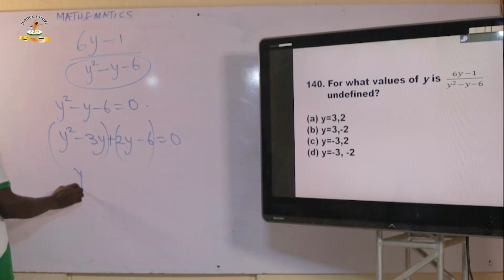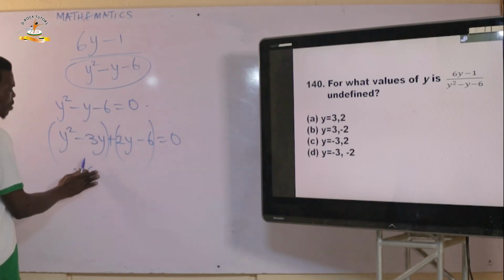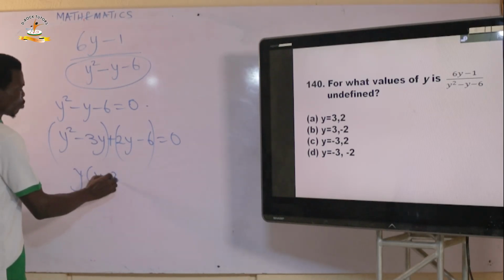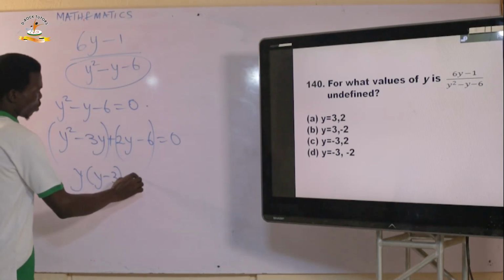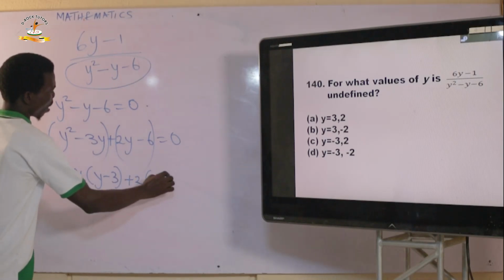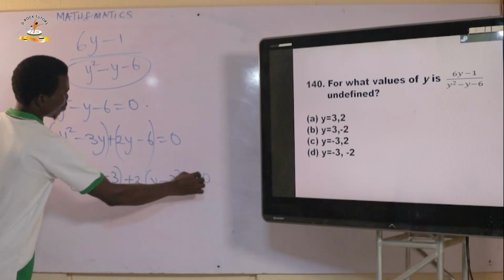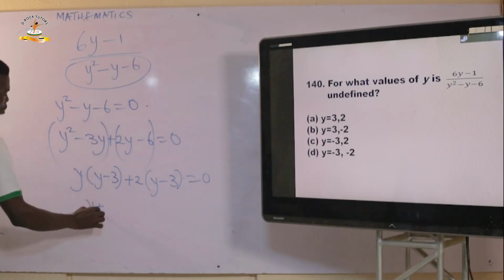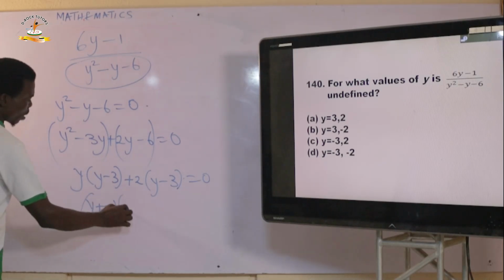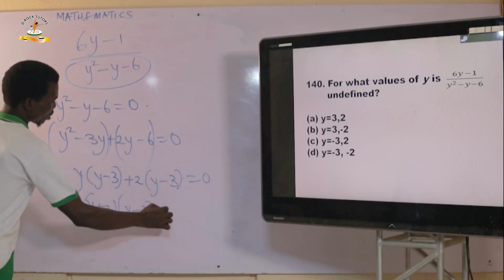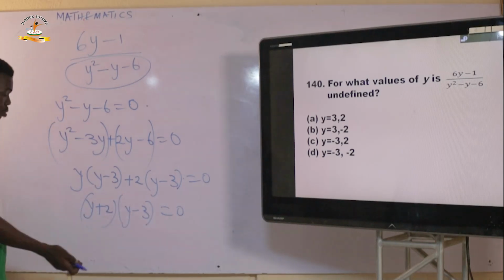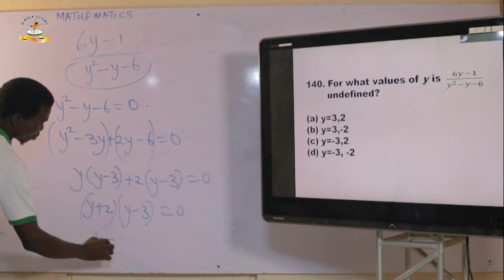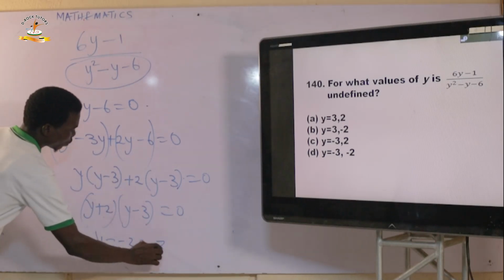What is common here? Y. What is left? It is y minus 3. What is common here? Plus 2. What is left? Y minus 3 equals 0. And as such, what do we have? Y plus 2, y minus 3 equals 0. What is this? We bring y equals to minus 2 or 3.